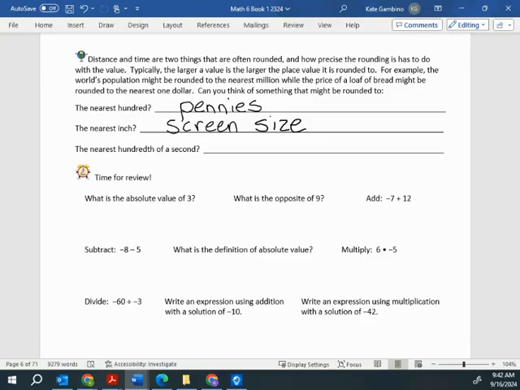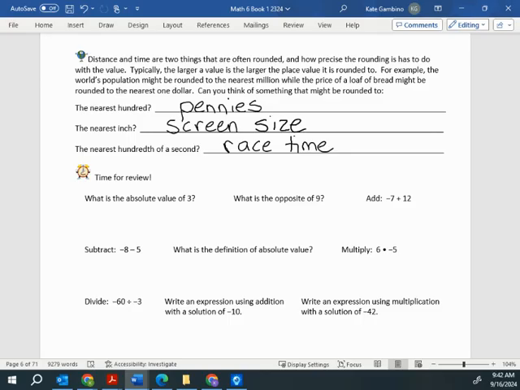And to the nearest hundredth of a second, that would be something like a race time when you're running track. How fast did you run? You're not going to give those seconds out to the 100,000th place. Okay, they're going to round it to that hundredth place.